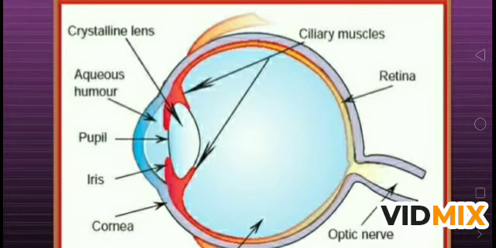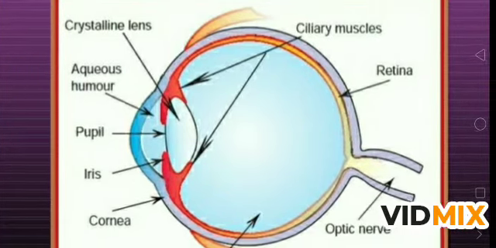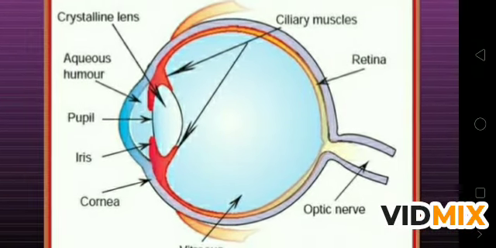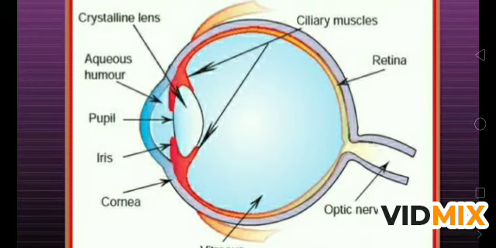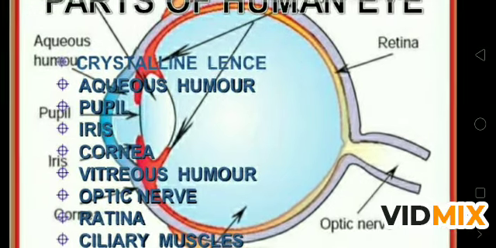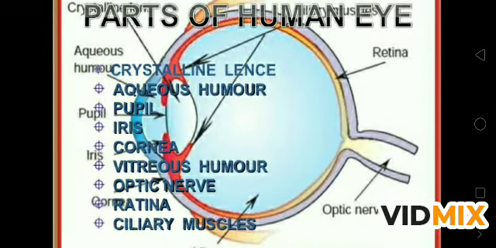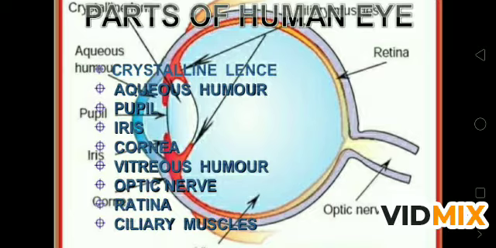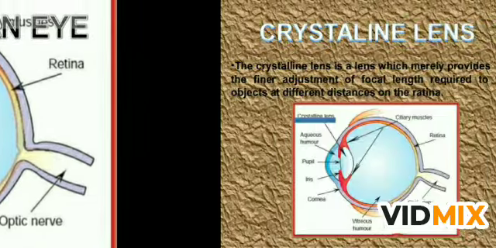So these are some parts of the human eye which are very important for your knowledge, and in this chapter we are going to discuss each and every part. This is the overview of the parts of the human eye: crystalline lens, aqueous humor, pupil, iris, cornea, vitreous humor, optic nerve, retina and ciliary muscles. You have to draw this diagram in your copy also.